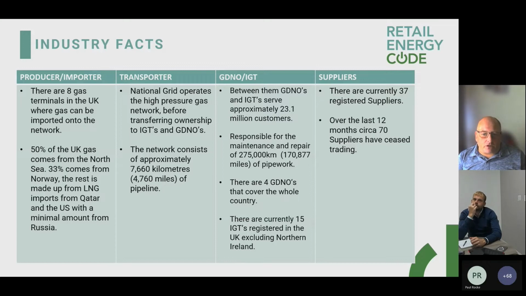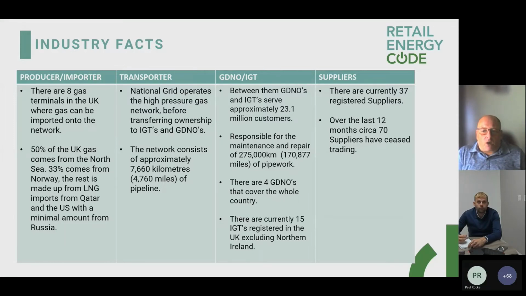They're responsible for the maintenance and repair of 170,877 miles of pipework. So if you think about where they are, that's split up against your Cadent, your Scotia Gas Networks, and your independents and everybody else. And there are only 4 GDNOs that cover the whole country, which were managed. And there are currently 15 independent gas transporters registered within the UK. And again, like I mentioned, excluding Northern Ireland. So there are 15 pockets of organisations that are interspersed within each of the networks.